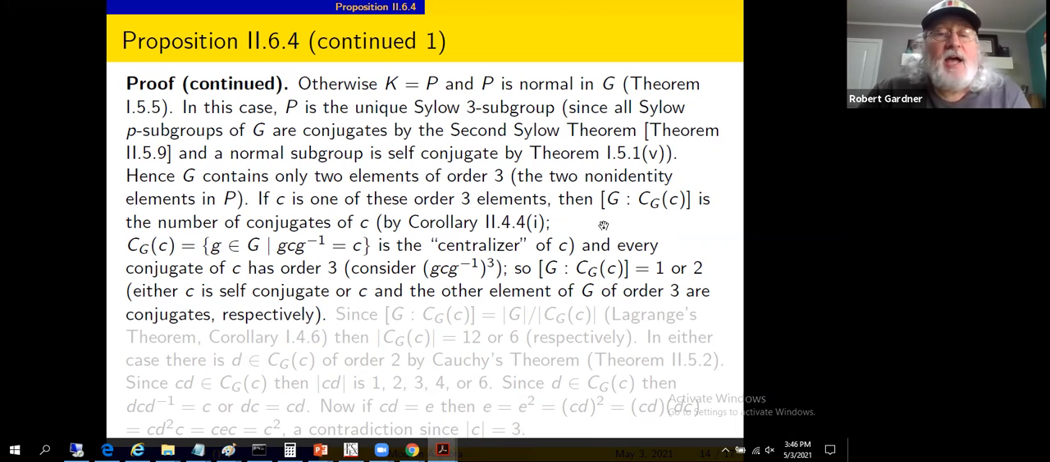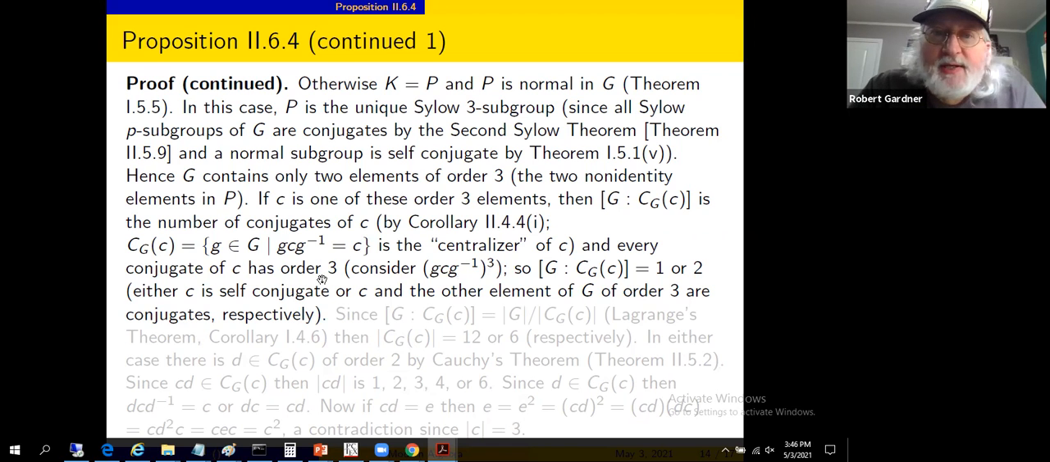How many conjugates does C have in this case? Well, in general, it's equal to this index, but in this case, every conjugate of C has to have order 3. Consider what happens when you conjugate C and raise it to powers. When I cube it, of course, what we'll get is G C cubed G inverse. C is order 3, so C cubed is the identity. So we get that the conjugate has order 3 as well. So every conjugate of C has order 3.